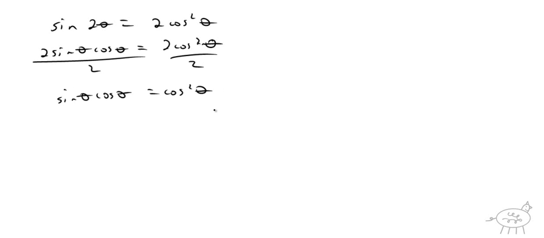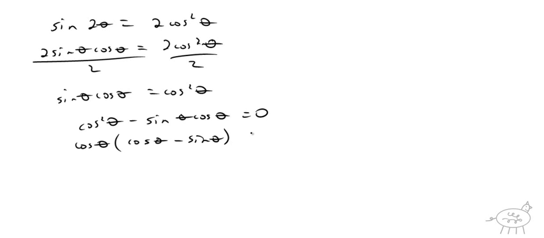So let's move that sine cosine over. We get cosine squared of theta minus sine theta cosine theta equals 0. And I'm going to factor out a cosine theta. So we get cosine theta times (cosine theta minus sine theta) equals 0. That's cool. Cosine theta equals 0, and cosine theta minus sine theta equals 0. Of course, this first one is going to be at, in degrees, 90 degrees and 270 degrees.